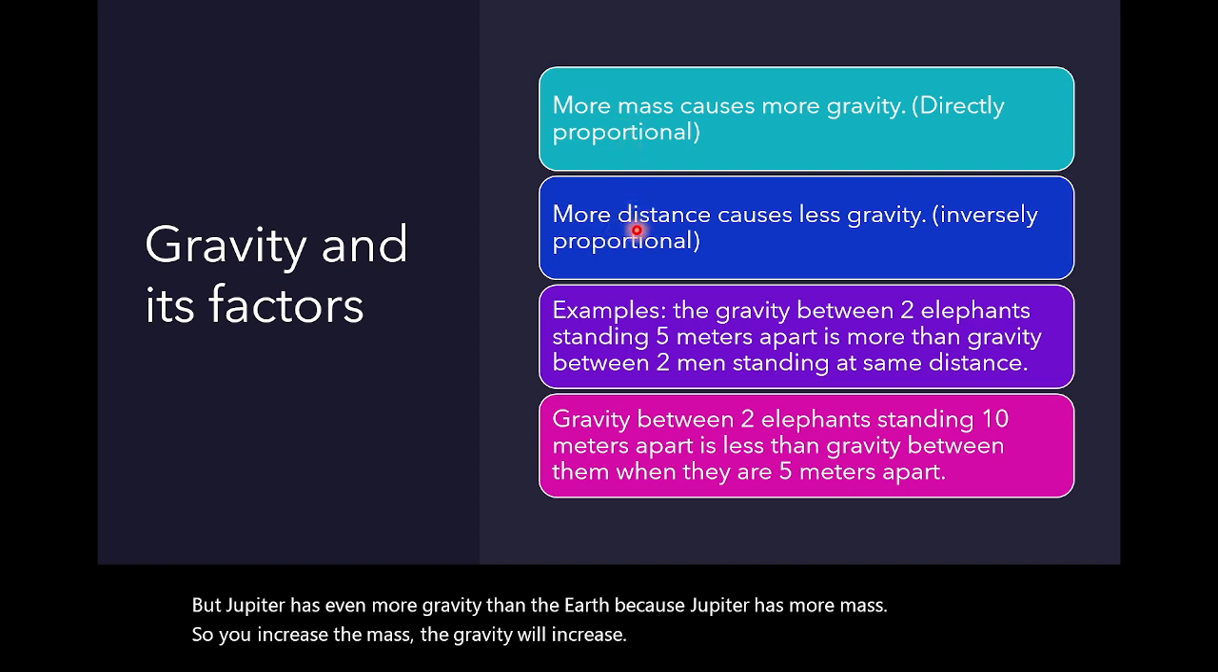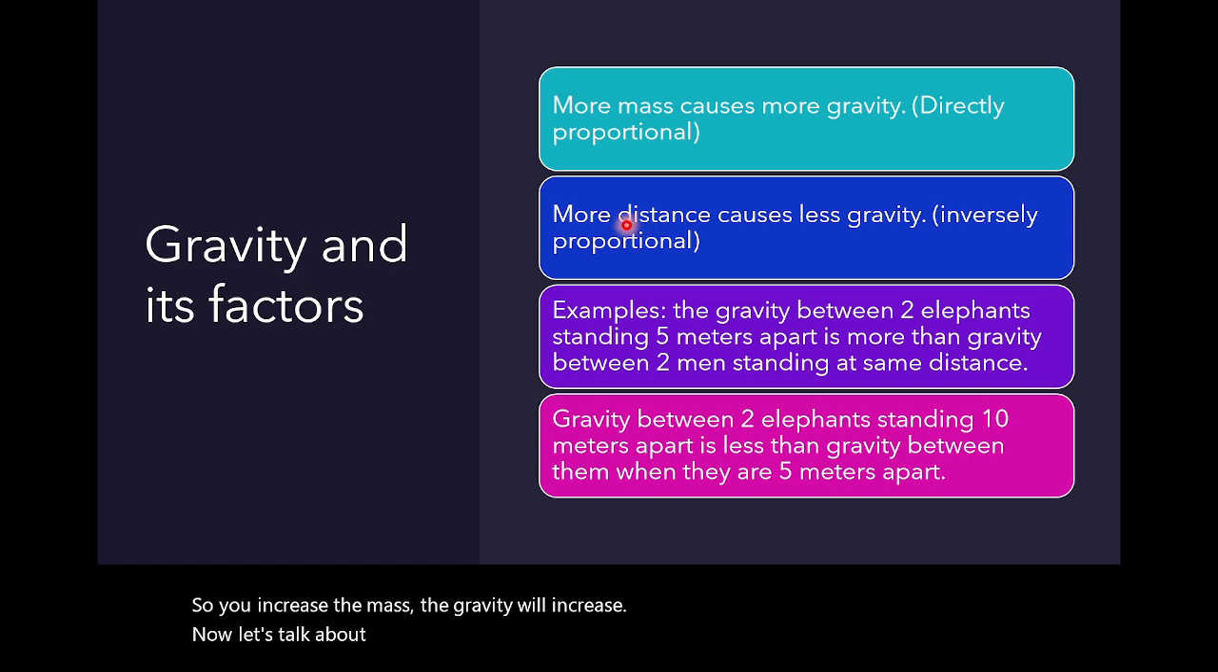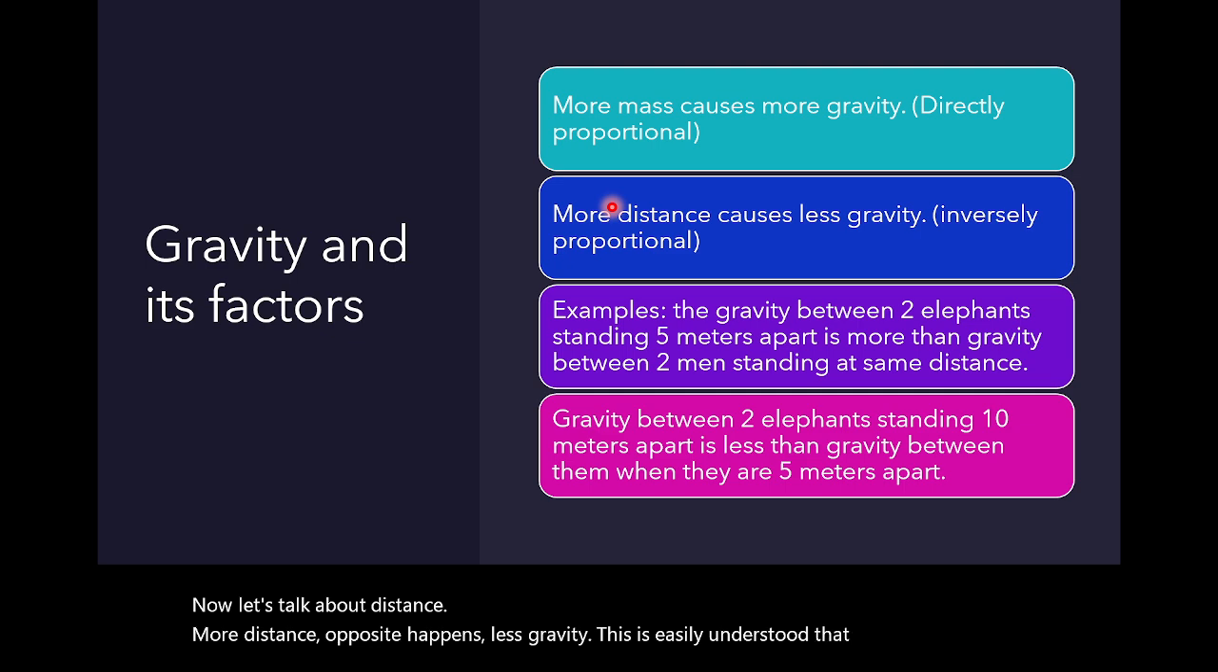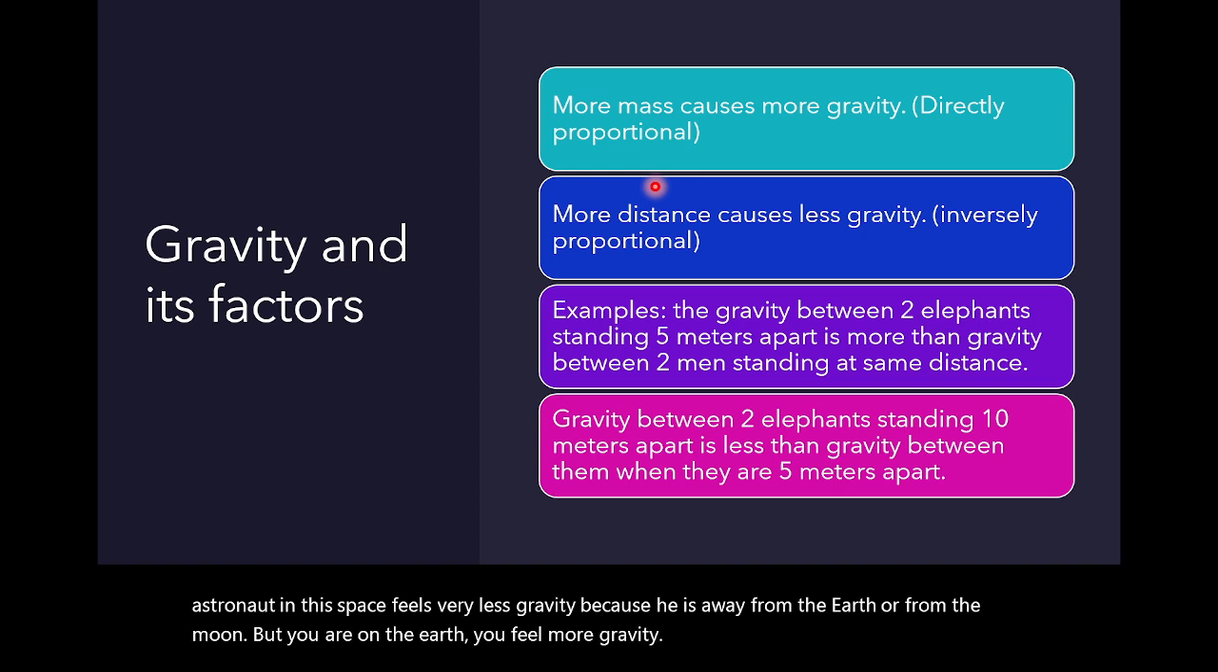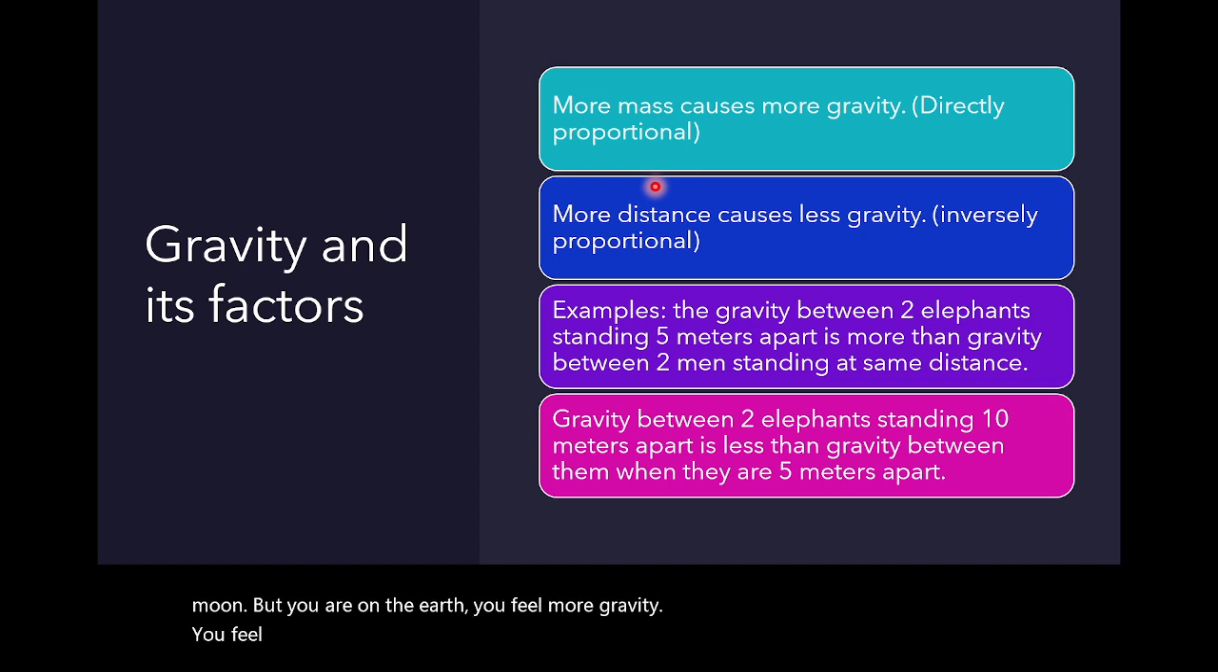Now let's talk about distance. With more distance, the opposite happens: less gravity. This is easily understood. An astronaut in space feels very little gravity because he is away from the earth or from the moon. But when you are on the earth, you feel more gravity. You feel more gravitational force.